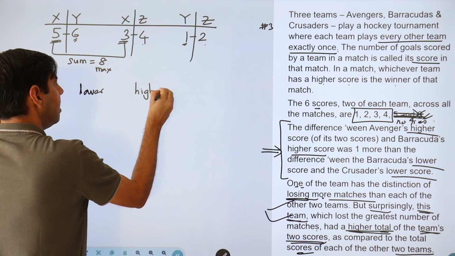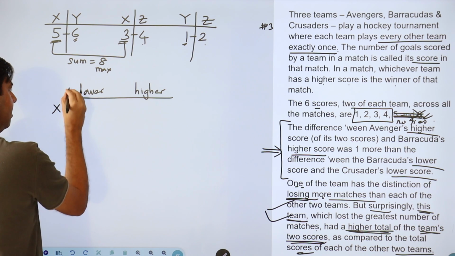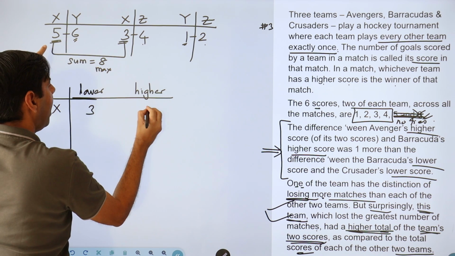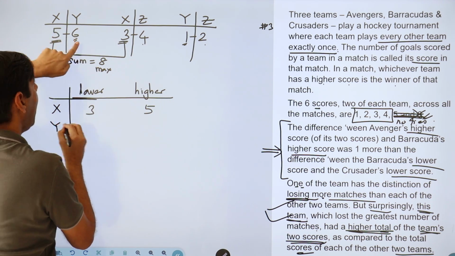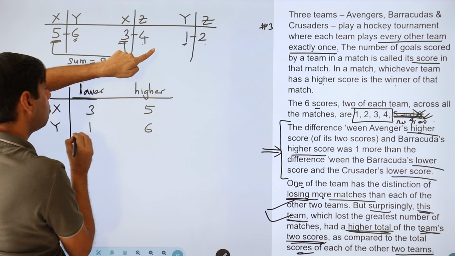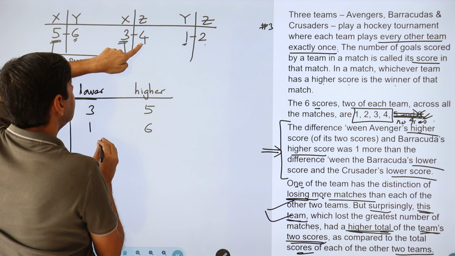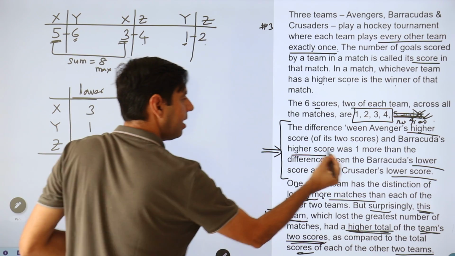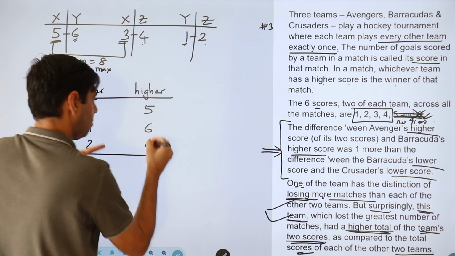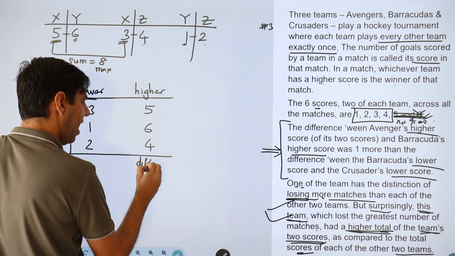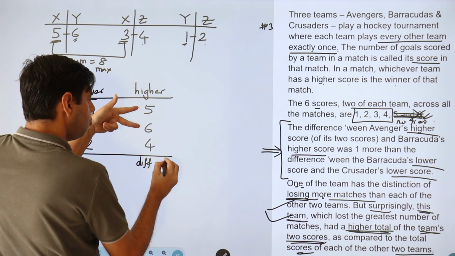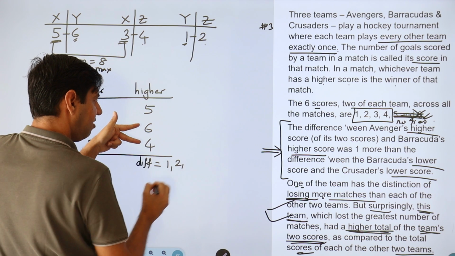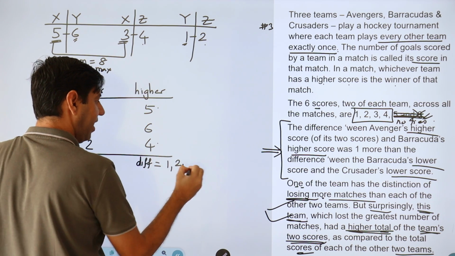And let's see. If I take team X, which I'm more comfortable with because I've done all analysis, the lower score is 3, the higher score is 5. If I take team Y, the higher score is 6, the lower score is 1. And if I take team Z, the lower score is 2 and the higher score is 4. So now we are talking about the difference between the higher scores. The difference between the higher scores of the last two is 2, 6 and 4 is 2, and of first and this is 1.